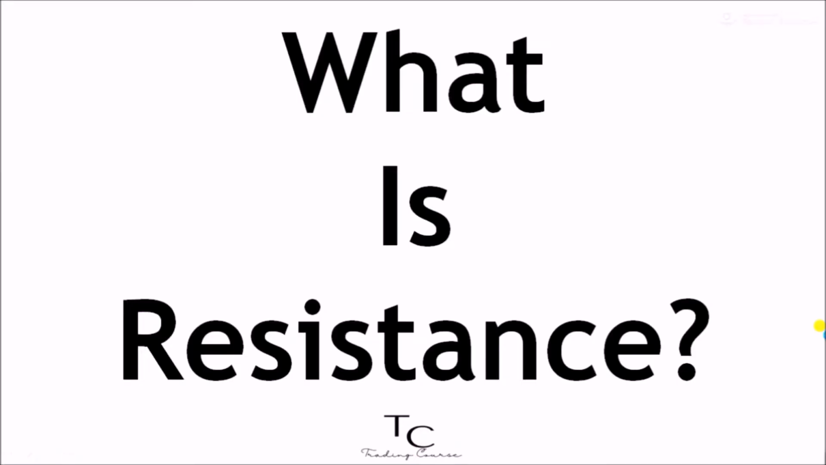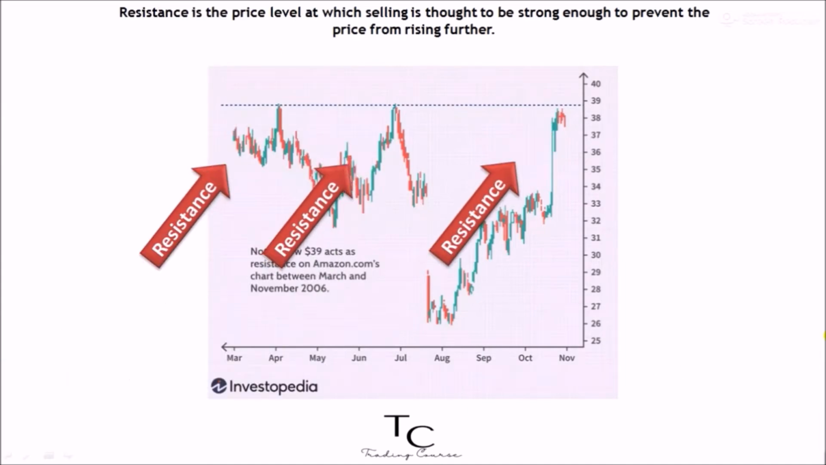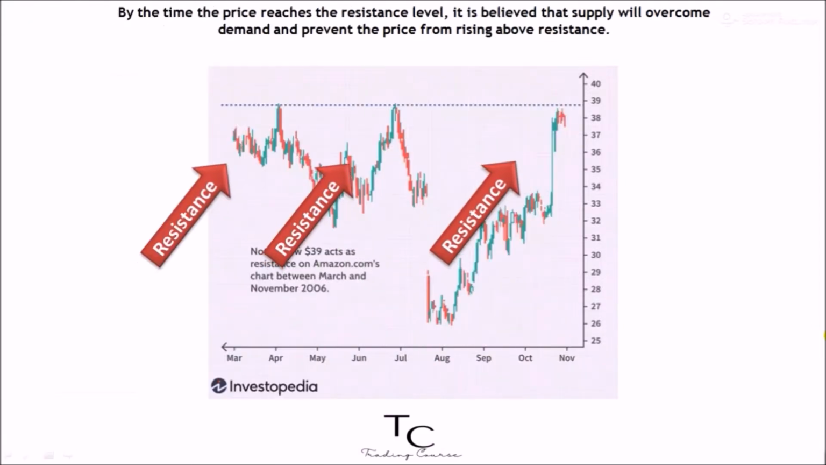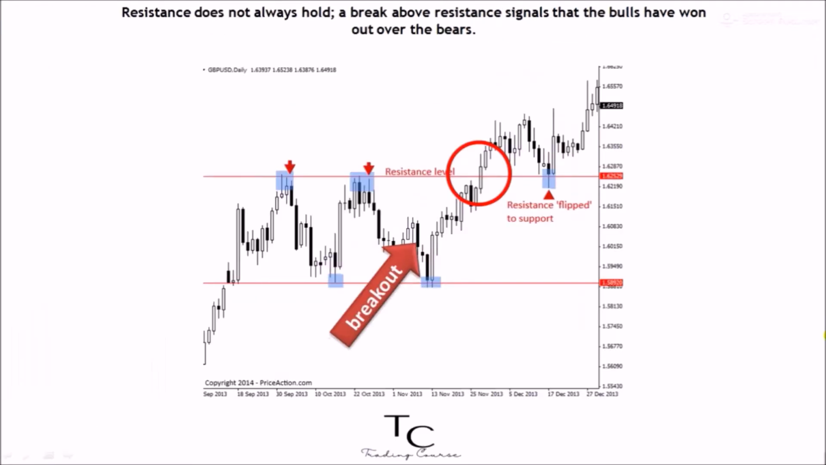What is resistance? Resistance is the price level at which selling is thought to be strong enough to prevent the price from rising further. Logic dictates that, as the price advances towards resistance, sellers become more inclined to sell and buyers become less inclined to buy. By the time the price reaches the resistance level, it is believed that supply will overcome demand and prevent the price from rising above resistance.